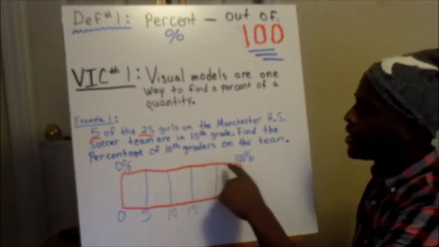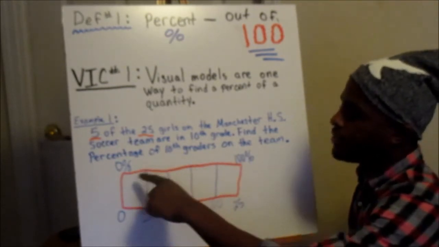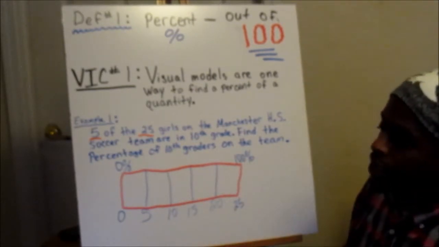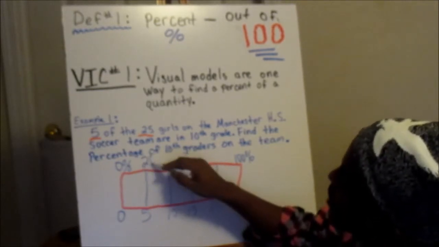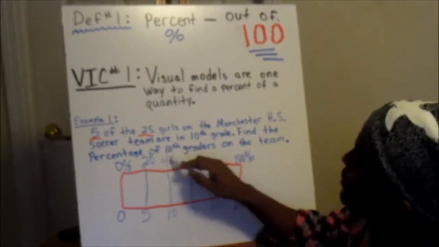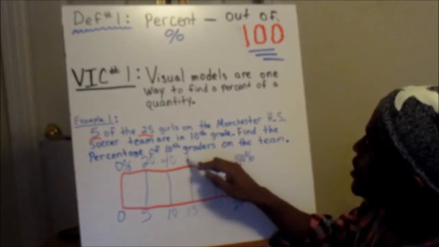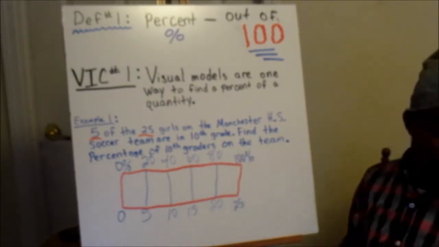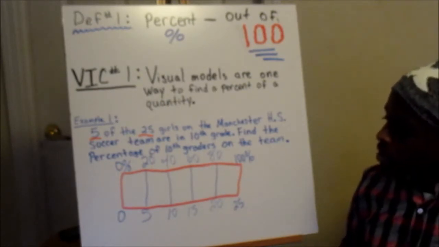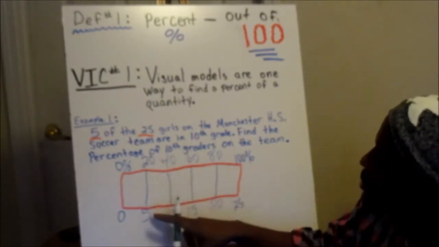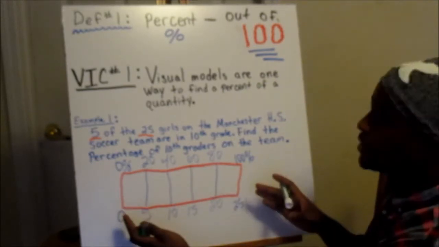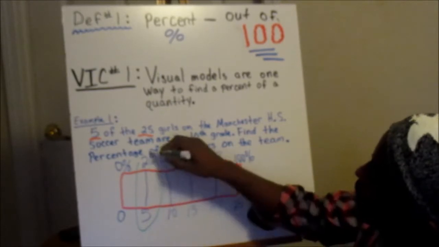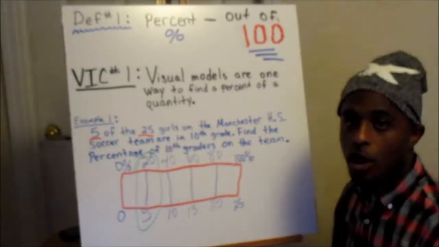Alright, and now I can see that each fifth, if I divide 100 by 5, is 20%. So each of these is 20, so that's 40%, 60%, 80%, and then 100%. So if I look at my visual model, 5 of the girls would equal 20%.